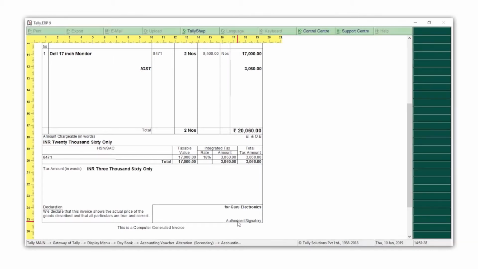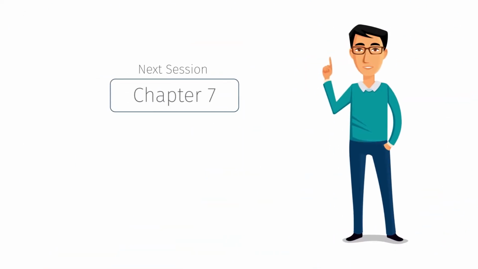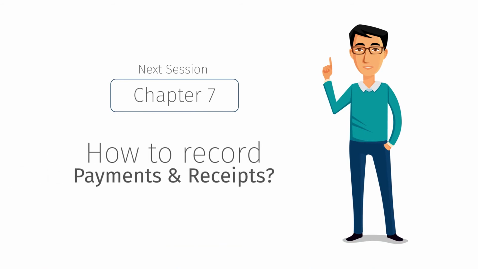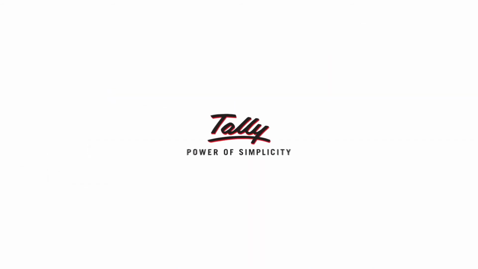Recording purchases and sales in Tally ERP 9 is just that simple and quick. All you need to do is select the type of transaction and enter the details in the required fields. All your reports are also instantly updated with these details. In our next session, you will learn how to record payments and receipts in Tally ERP 9.